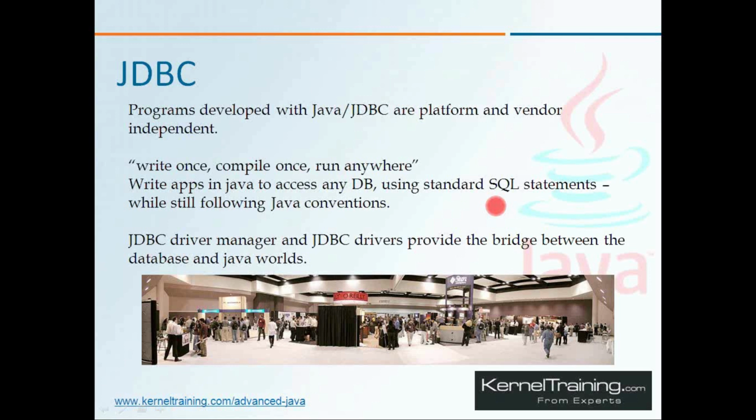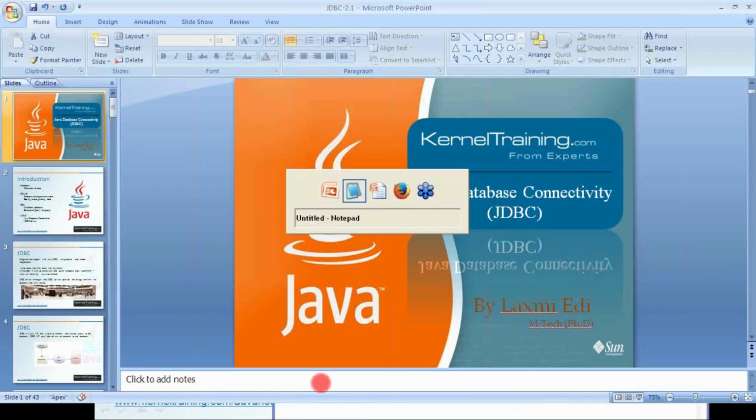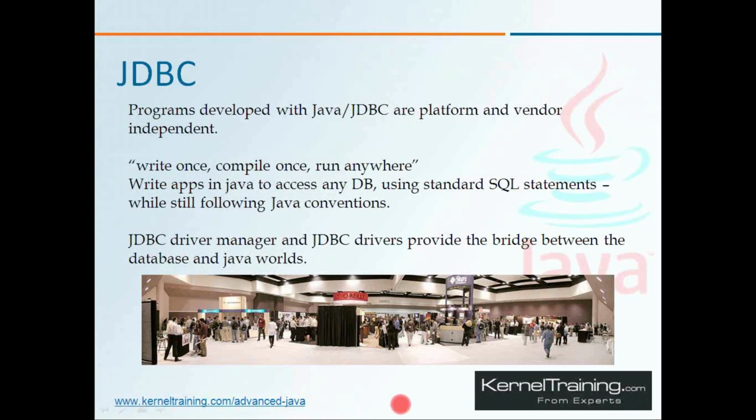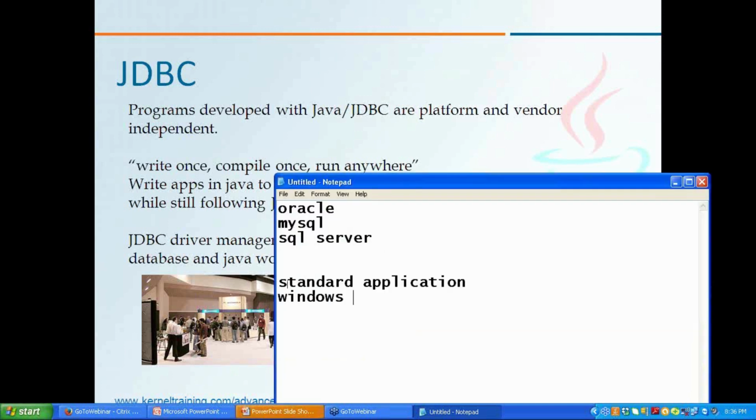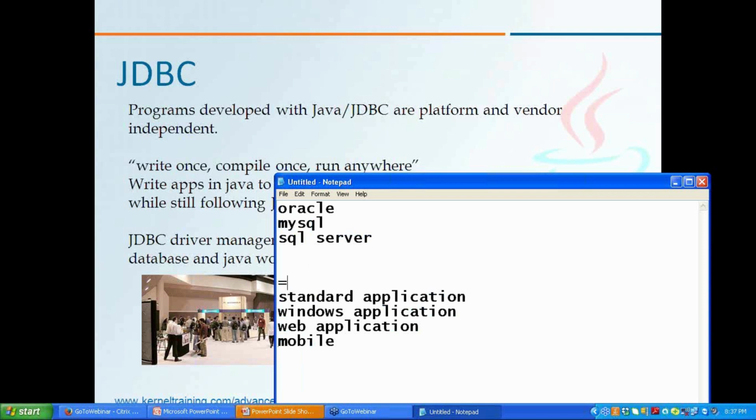Using Java Database Connectivity, the Java applications, what Java applications are there? There are different types of Java applications. As I said, we have standard applications, we have Windows applications, we have web applications, we have mobile applications. All these applications require connecting to a backend. What is a backend? These are all my backends, right? And these are all your Java applications.